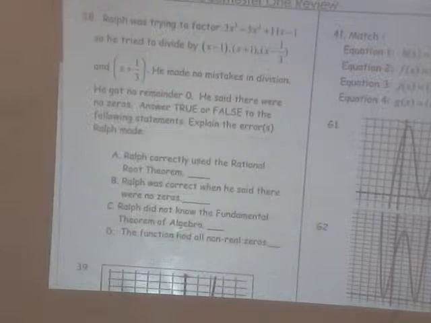Ralph did not know. He said there's no answers. The fundamental theorem of algebra says there's going to be 3 answers. It's true or false for each of the following. Ralph correctly used the rational root theorem. True. Ralph was correct when he said there are no zeros. False. Ralph did not know the fundamental theorem of algebra. That's true. The function had all non-real zeros. That would have to be false because you can't have an odd number of imaginary solutions.